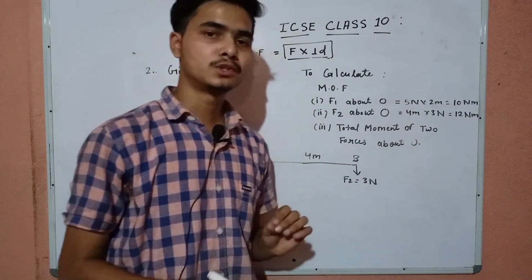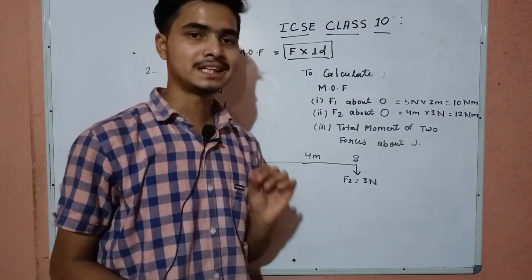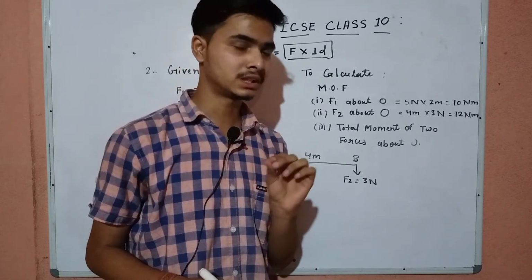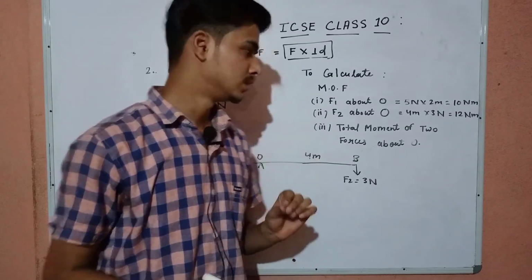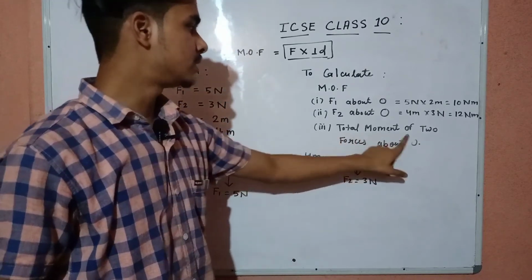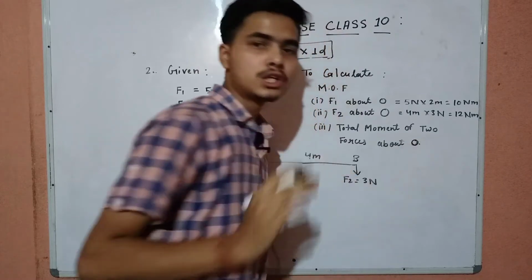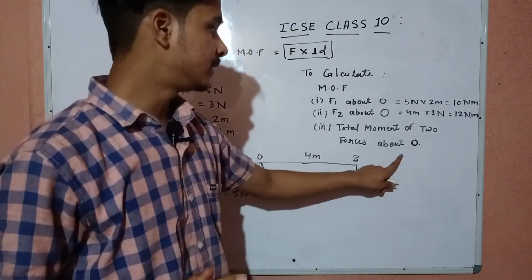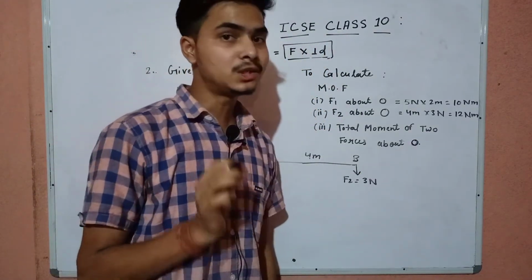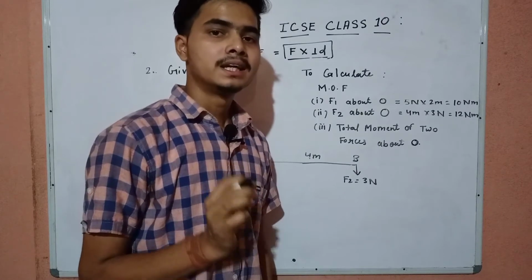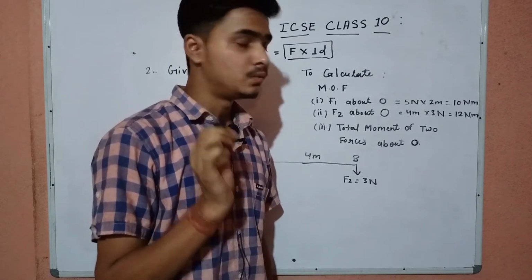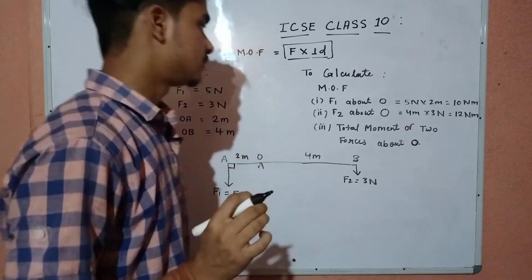Now the third question, the important question where I think most of you have got stuck if you have practiced this question. The question says total moment of two forces about the point O. We need to find the total moment of force about the point O. That means we simply need to add them. But here is a new concept you will get.